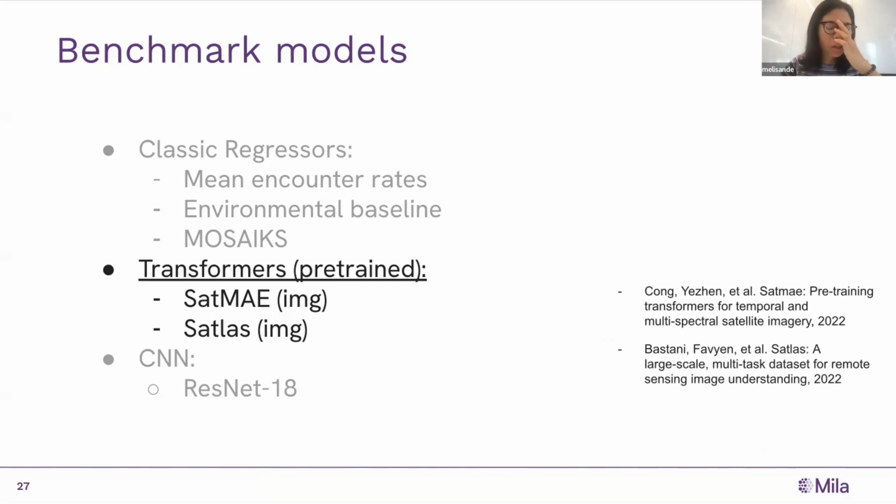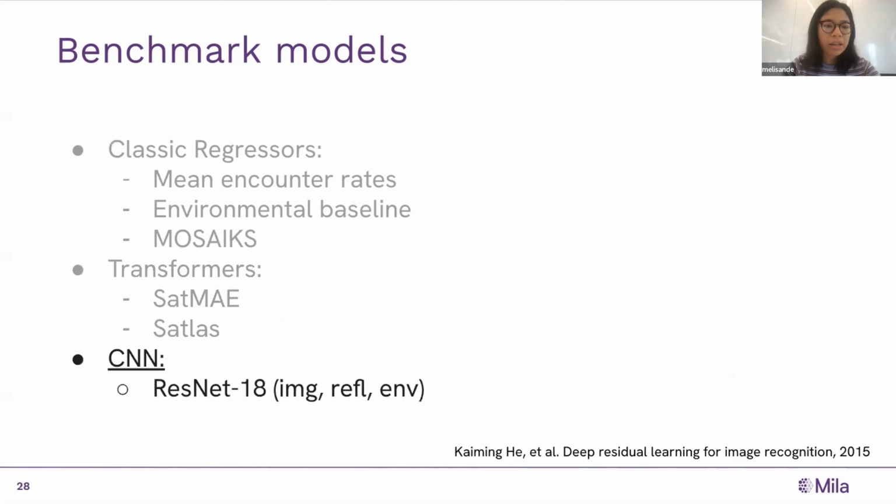We also tried to use pre-trained transformer models that have been used on satellite imagery, so SatMAE and SatlasPretrain, and then we also tried convolutional neural networks. So in our case, ResNet-18, taking as input combinations of images and environmental variables, or the reflectance data and the environmental variables.